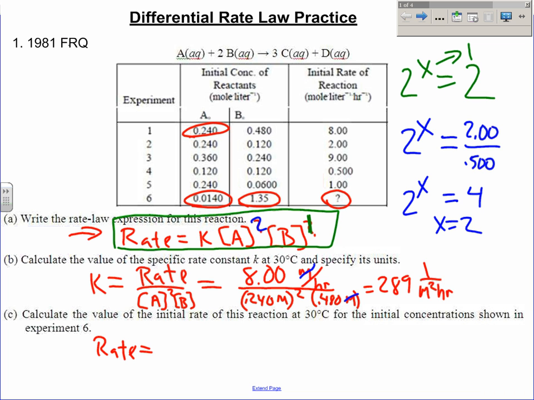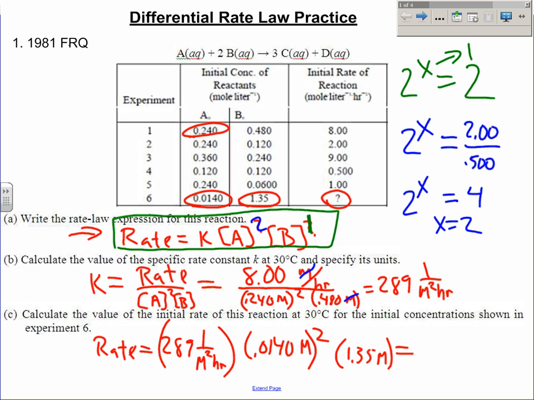Well, remember, rate equals k, which we just determined was 289, times the concentration of A. Well, in experiment 6, A is 0.0140 molarity, and that's going to be squared, because it's second order with respect to A, times the concentration of B, which is 1.35 molar. So multiply that out in your calculator and round to 3 significant digits, and you have an overall rate here for this situation. An initial rate for experiment 6 would be 7.66 times 10 to the -2.